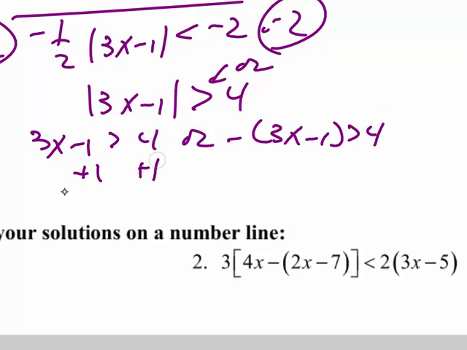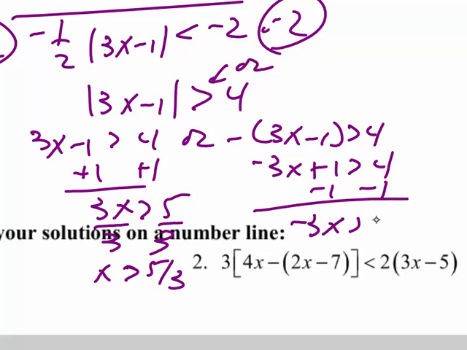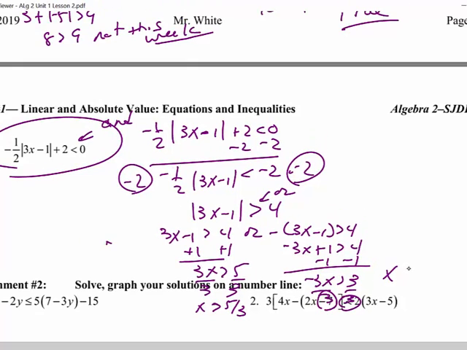Add 1 to both sides. 3x is greater than 5. Divide by 3. X is greater than 5/3. Over here you get negative 3x plus 1 is greater than 4. Distributing the negatives. Subtract 1. Negative 3x is greater than 3. Divide by negative 3. Because I'm dividing by a negative, I flip the inequality. So x is less than negative 1. So x is either greater than 5/3 or less than negative 1.